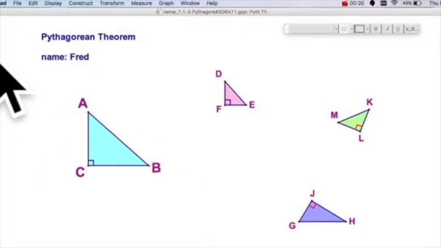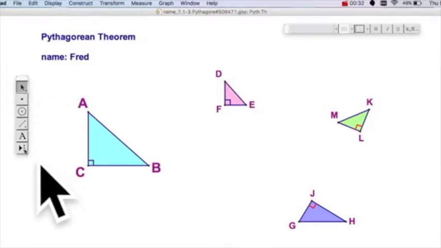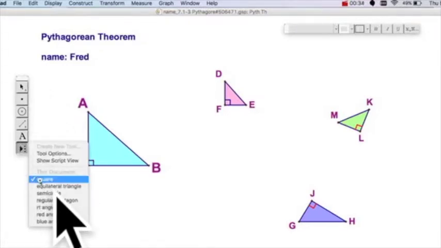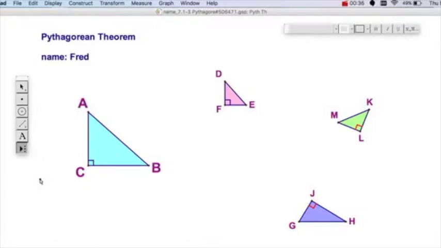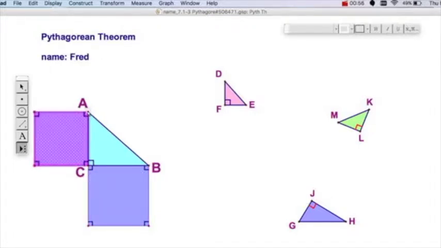I want you to go to your tools here. We're going to grab the custom tool, the first one that says square. I used to always do this the hard way, but it takes forever to construct it the old-fashioned way. Let's use the tools. I'm going to snap from B to C. Why? Because I wrote it that way, clockwise. Now I'm going to snap from C to A, and then from A to B.